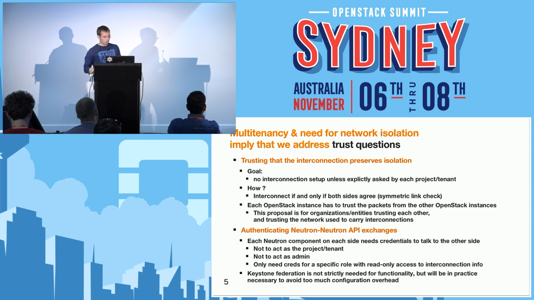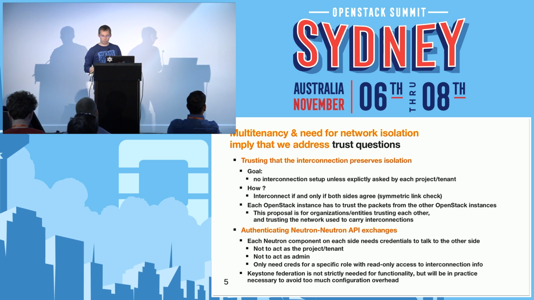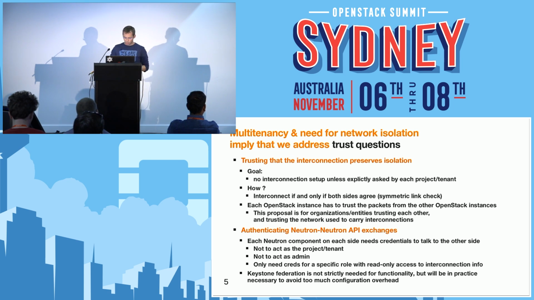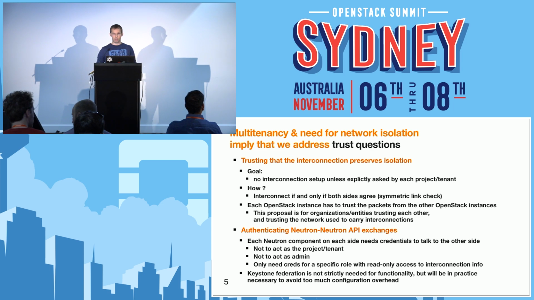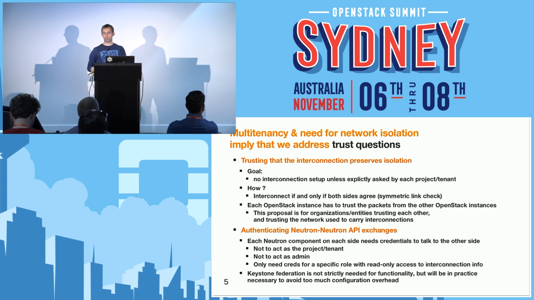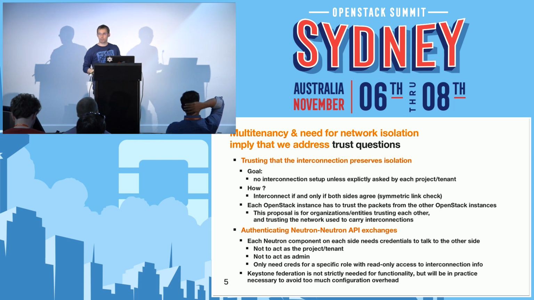The second point is that for Neutron-to-Neutron API exchanges to be possible, we need to authenticate them. So I need to explain this a little bit. Of course, each Neutron component on each side needs credentials to talk to the other side. What is important to understand is that we don't need credentials to act as a project. We don't need credentials to act as admin either. We only need credentials for a specific user, at least for a specific role, allowing read-only access to the interconnection information.